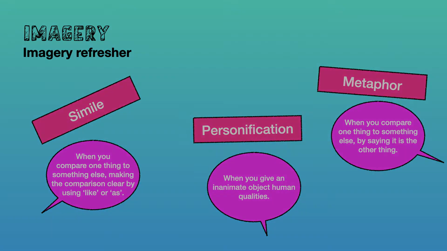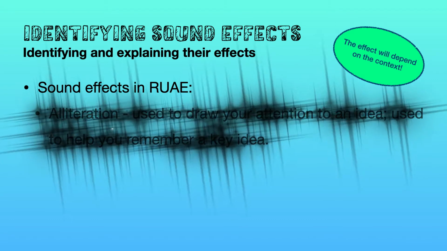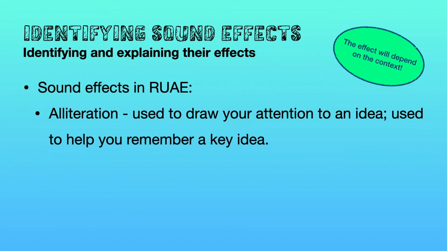We're moving on now to identifying sound effects. And we're going to focus on 2 sound effects today. We're going to look at alliteration. And remember, alliteration is the repetition of particular letter sounds. She sells seashells on the seashore. Peter Piper picked a pickled pepper. Can't really remember that one off the top of my head. But that would be alliteration. And it's usually used to draw your attention to an idea or help you remember an idea.